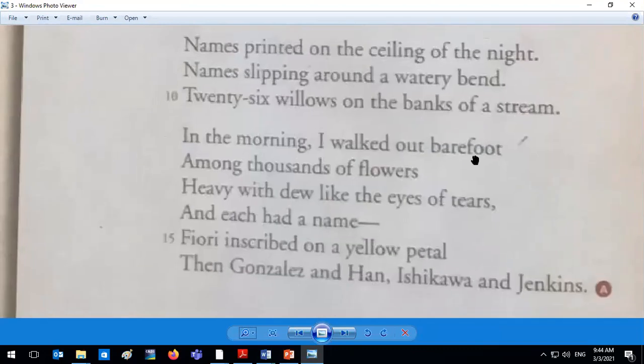In the morning, I walked out barefoot. When you walk barefoot, it means again it's a sense of touch. Okay, what does he see? He sees thousands of flowers. Again, the sense of sight and the sense of touch.